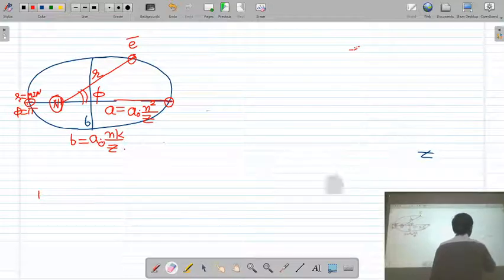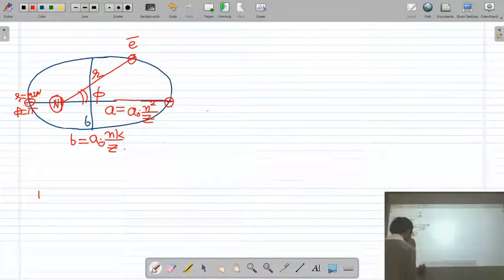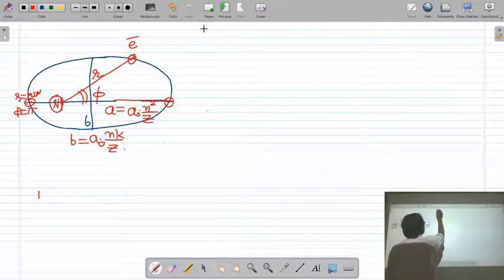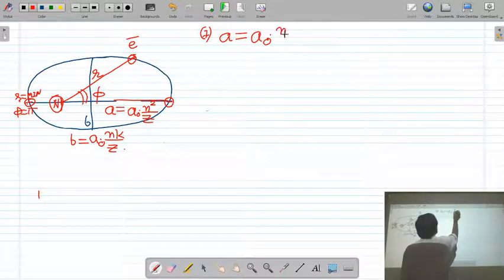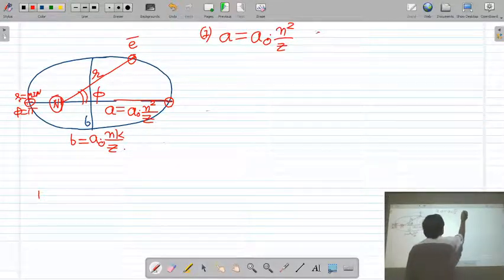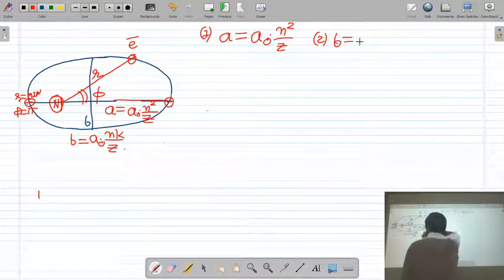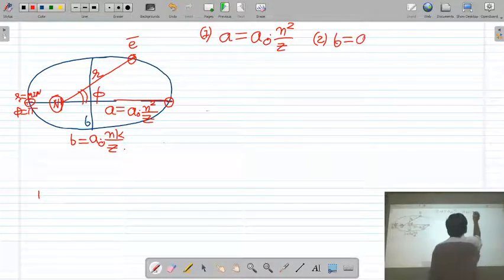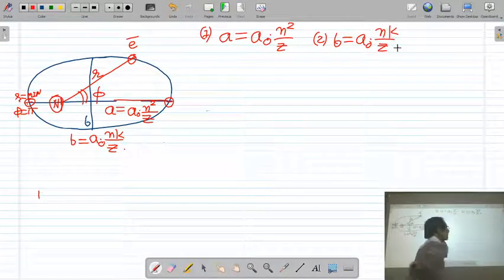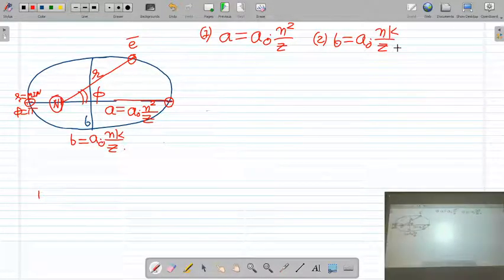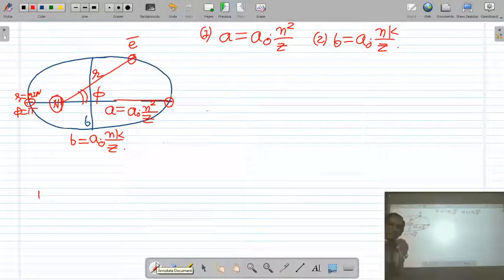Please remember, the semi-major axis of the ellipse a is determined by the equation a0 n square upon Z, and number 2, the semi-minor axis of the ellipse b is determined with the help of the equation a0 n k upon Z. And now last, we will try to determine the elliptical orbit. We will draw the elliptical orbit of the electron around the nucleus.